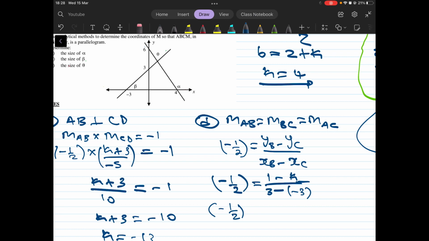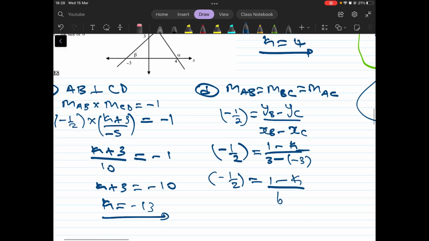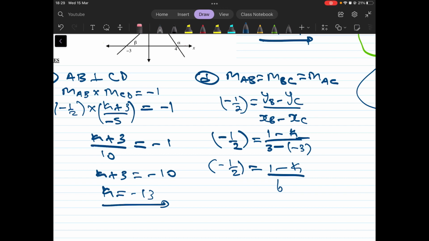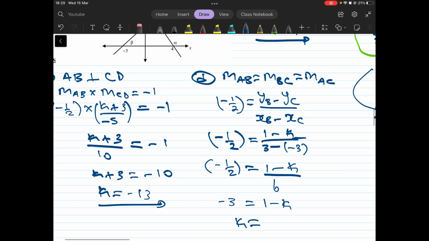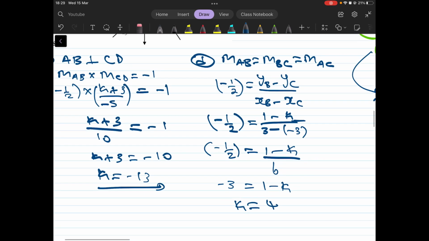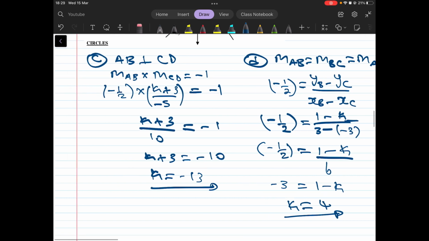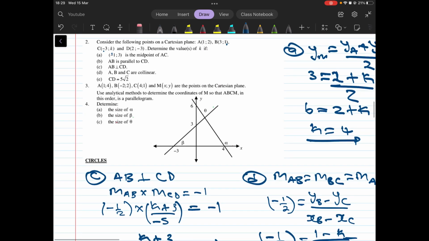Negative 1 over 2 equals 1 minus k, all divided by 3 plus 3, which is 6. And then we take 6 times negative 1 over 2, that is negative 3, equals 1 minus k. As a result, we can say k equals 4. I hope you see that. Okay. And E, I think that's the last one.